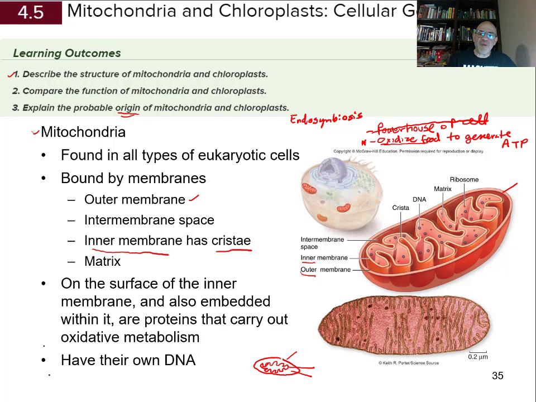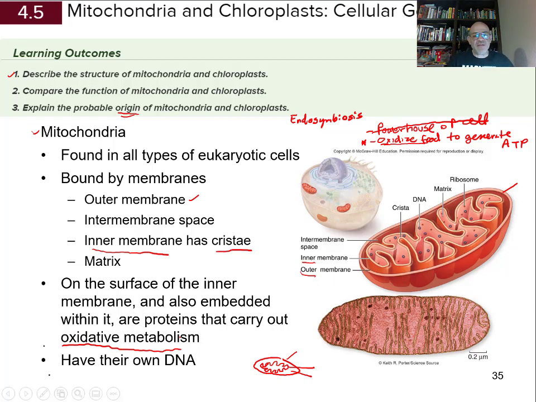So within these membranes and within the matrix, there are going to be enzymes that are basically breaking down food particles, and oxygen is going to be used in this process. So this is the reason why we need to breathe in. We have to take in oxygen so that our mitochondria are able to conduct what's overall called oxidative metabolism.